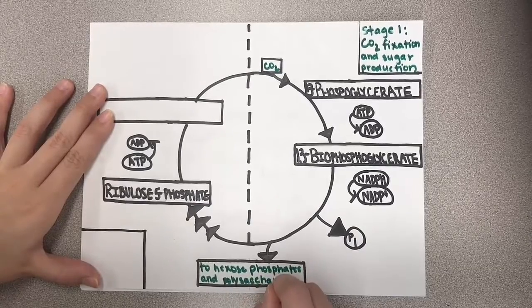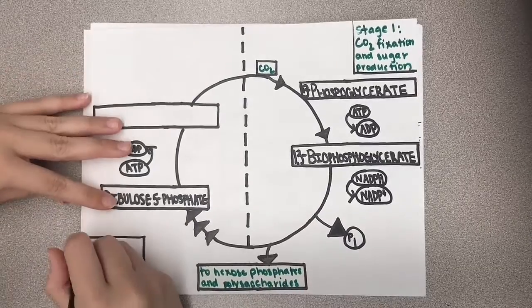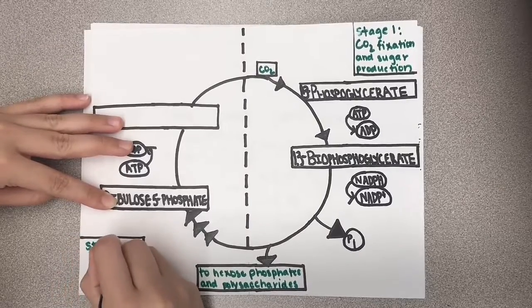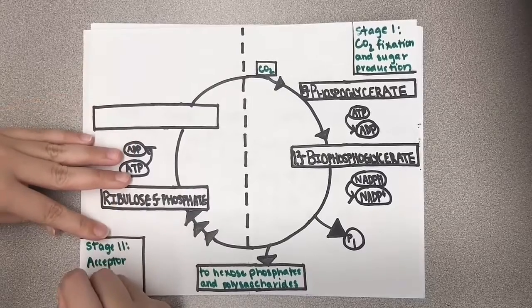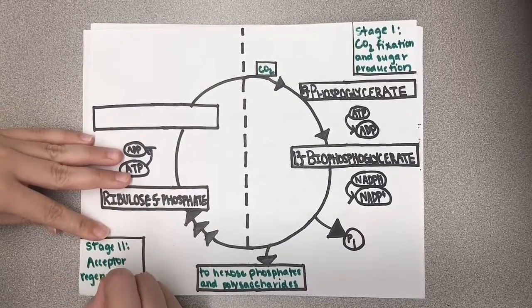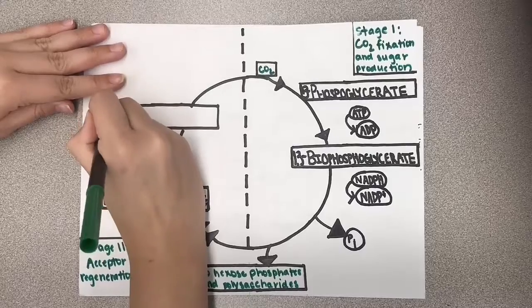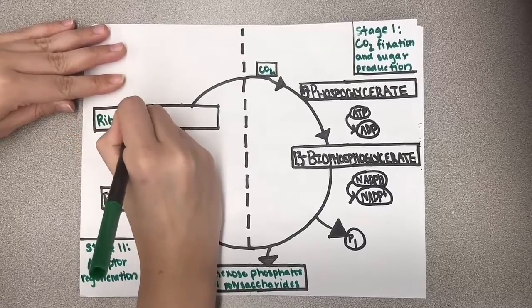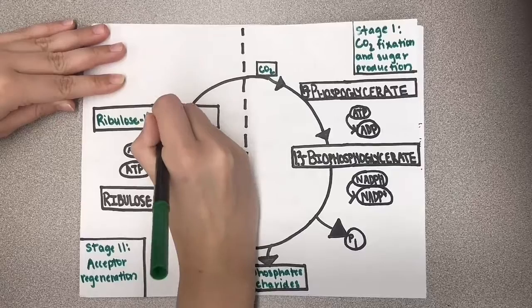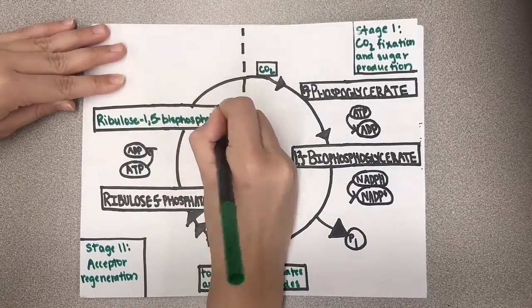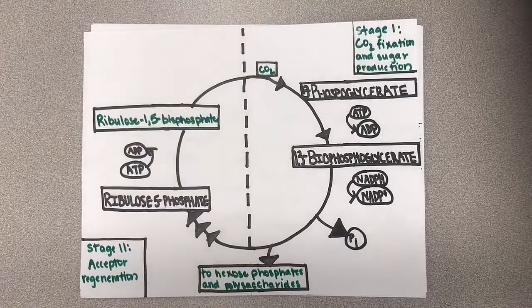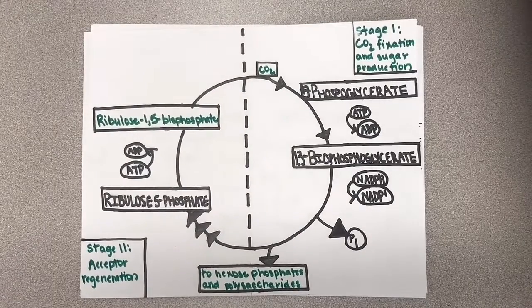Going into stage 2, GAP is used to regenerate ribulose 1,5-bisphosphate, otherwise known as RuBP, which is the acceptor molecule for carbon dioxide. Carbon dioxide is first diffused into the stroma of the chloroplast, where it is picked up by the carbonyl carbon of the acceptor molecule RuBP. The catalyzing enzyme for this is ribulose 1,5-bisphosphate carboxylase, otherwise known as Rubisco.